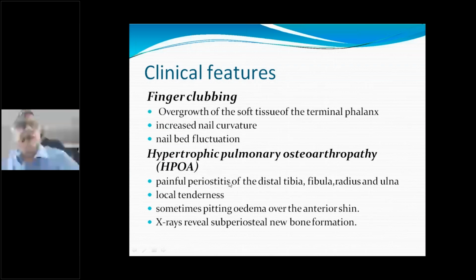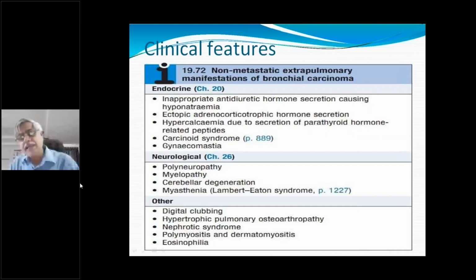Finger clubbing is also there. That is hypertrophy that we discussed just a few minutes back. Painful periostitis of the distal tibia, fibula, radius, ulna, pitting edema, X-ray with periosteal new bone formation. The third variety is actually metastasis, which may be due to metastasis coming from outside, like bladder, breast, or going from inside out, like to the brain, liver, adrenals, like that.